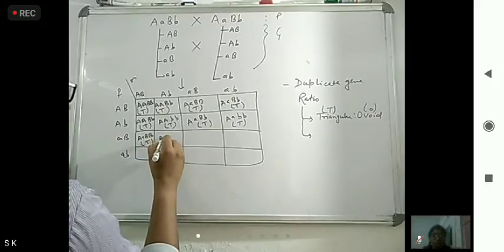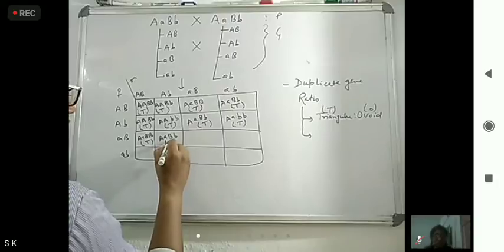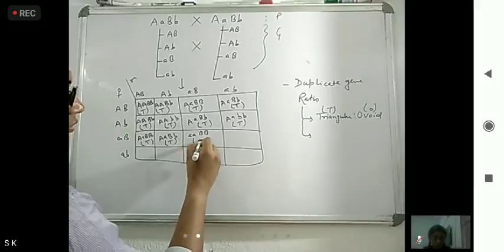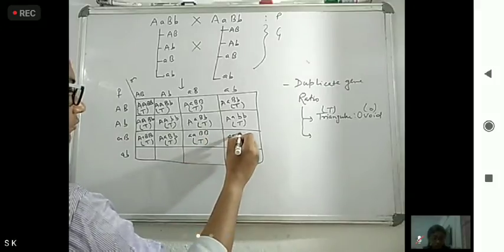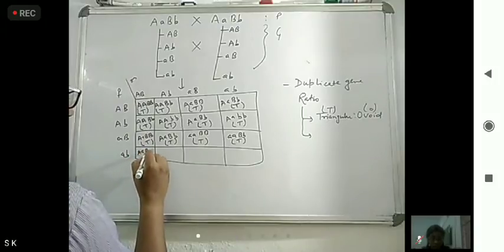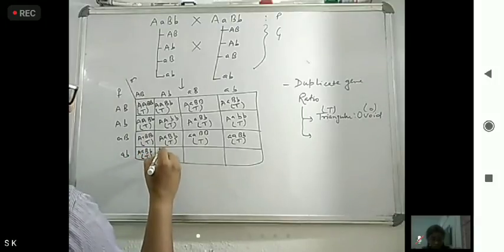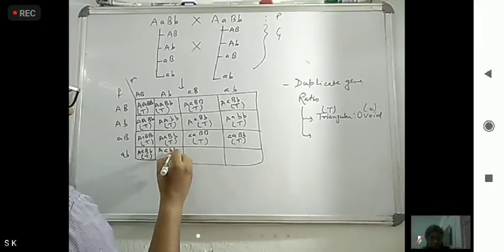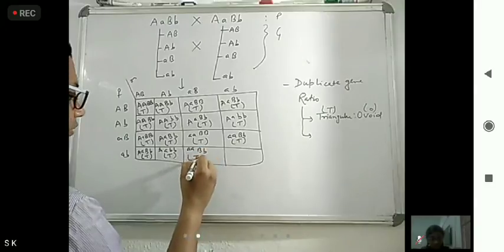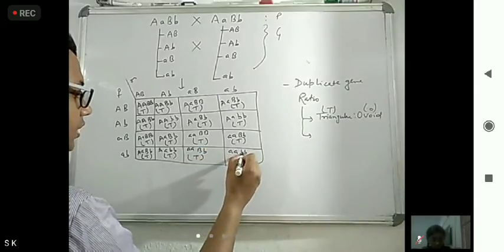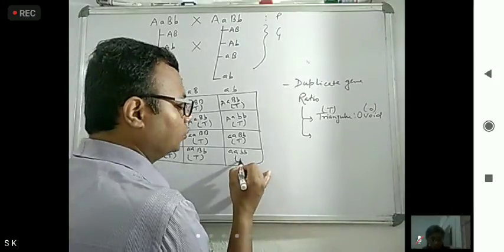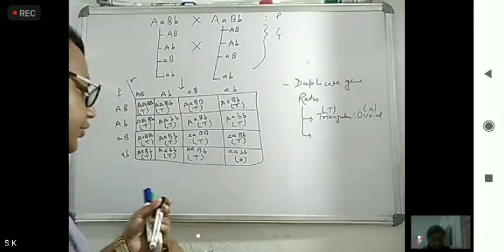Triangular, triangular. See, this also triangular, triangular, triangular. This also triangular, triangular. Now, here both are in recessive states. Okay, so what is coming? It is ovoid.